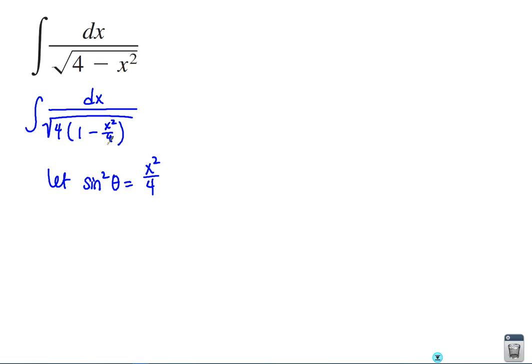Just bear with me here for a second. So then I could rewrite my integral. So far, I have the square root of 4 times 1 minus sine squared theta. And we already know from past experience what's probably going to happen here, but we're going to keep going. So speaking of, I guess I need to figure out how to get dx.